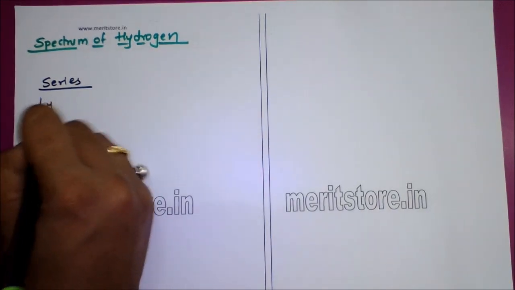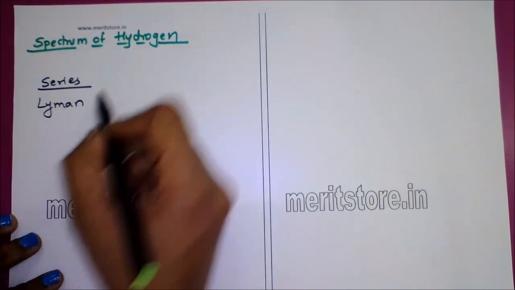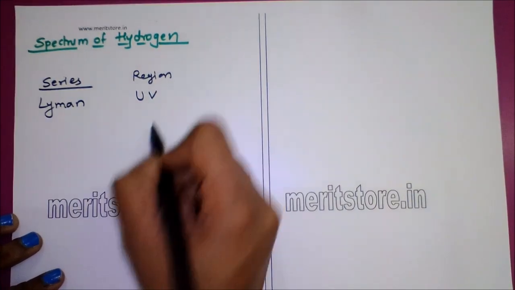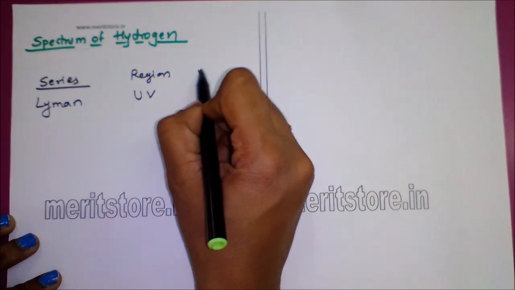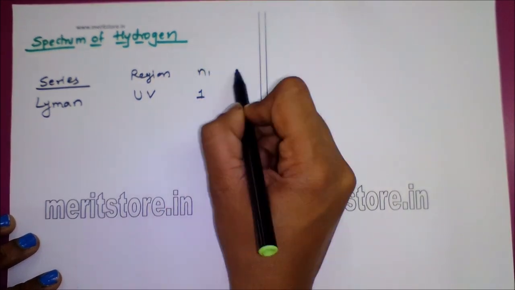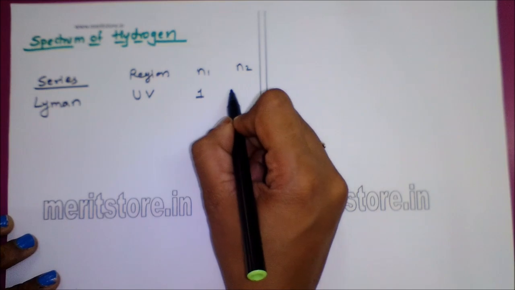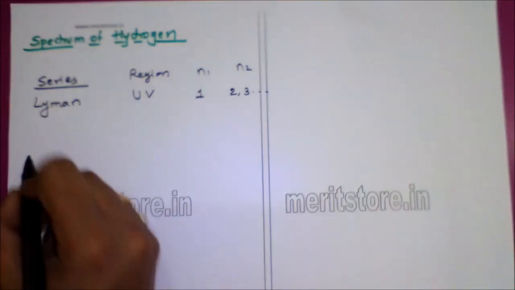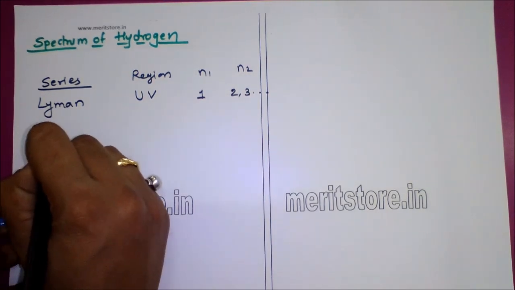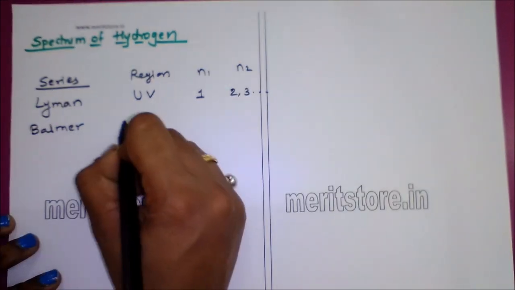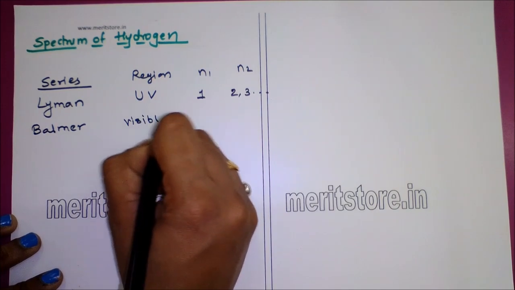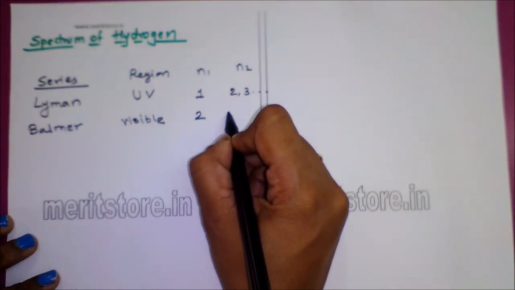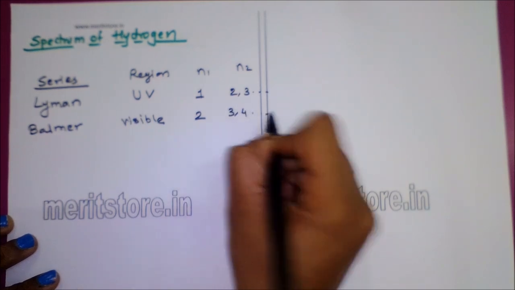The first series is the Lyman series. The Lyman series is generally obtained in the ultraviolet region, for which the ground state n1 is 1, and if the ground state is n1, the n2 can have any value from 2, 3 onwards. The next scientist who discovered it is Balmer, whose series is observed in the visible region, for which the ground state is 2. So obviously the n2, the excited state, can be 3, 4 onwards.